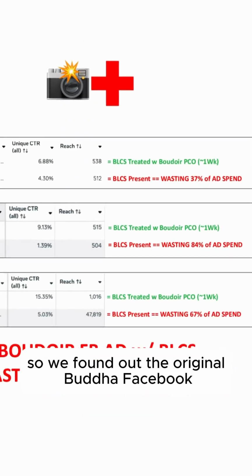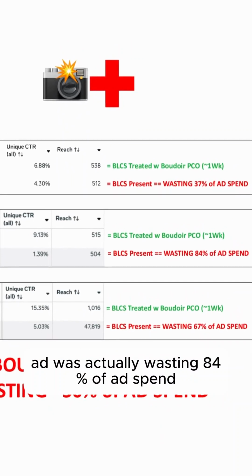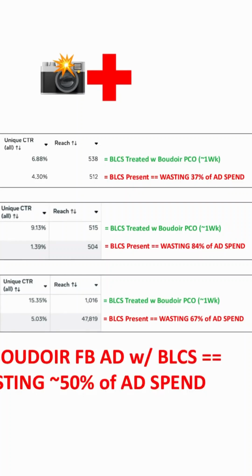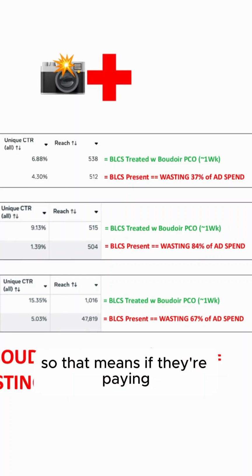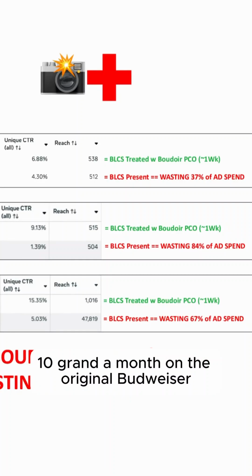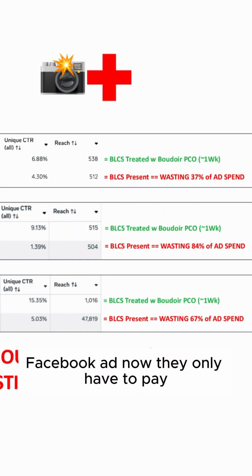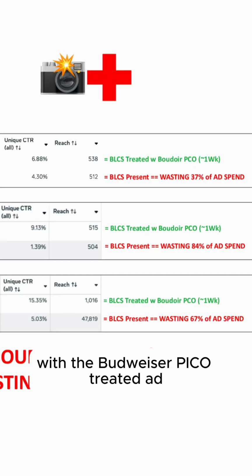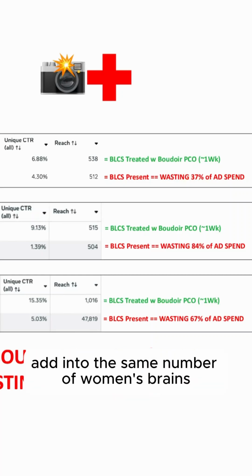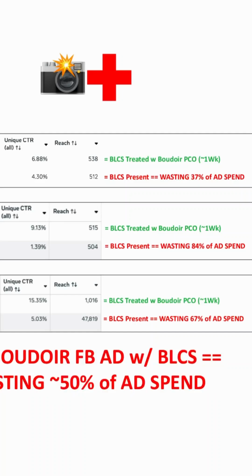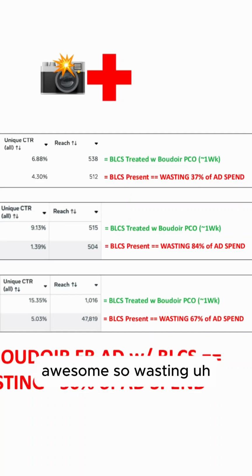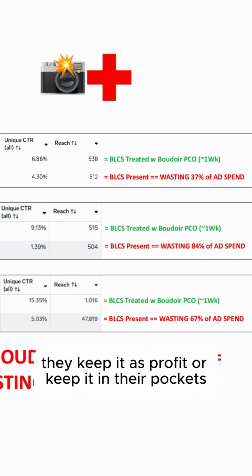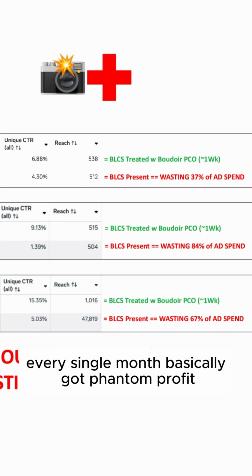So we found out the original Boudoir Facebook ad was actually wasting 84% of ad spend, literally 84% of ad spend being wasted. So that means if they're paying 10 grand a month on the original Boudoir Facebook ad, now they only have to spend 1.6 grand a month with the Boudoir Pico treated ad to get their ad into the same number of women's brains. Awesome. So that $8,400 a month difference that they no longer have to spend, they keep it as profit, or keep it in their pockets every single month.